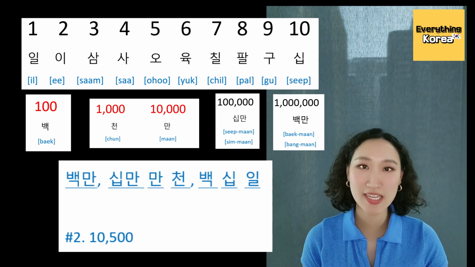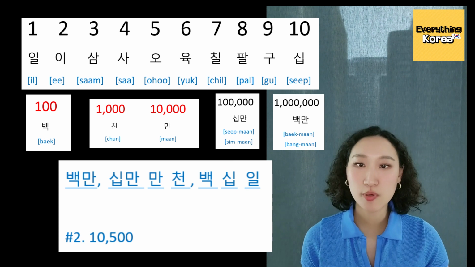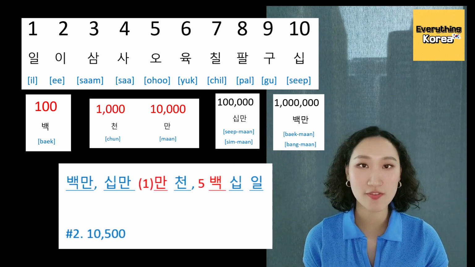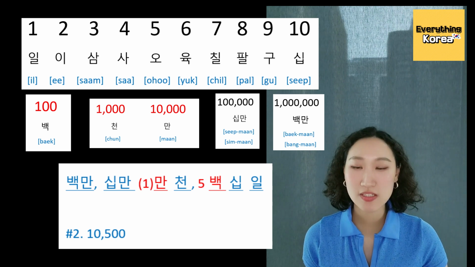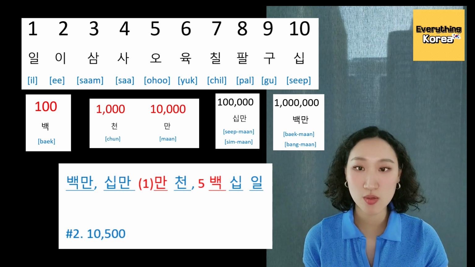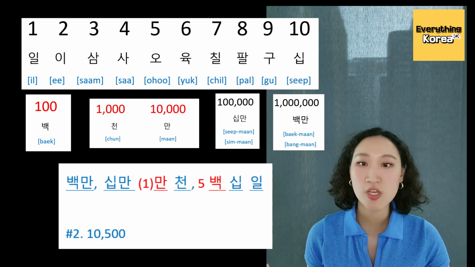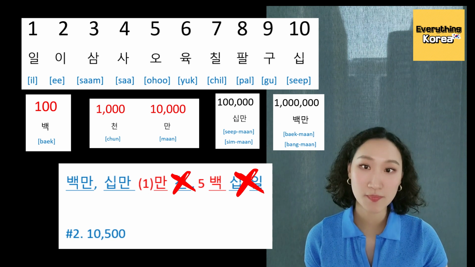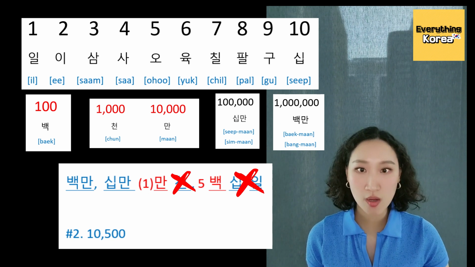Number 2, same process. You're gonna put 1 in front of 만, then put 5 in front of 100. So it's supposed to be 1,500, but here's the thing. Anything that starts with 1, you don't say 1. So it's just 1,500. It doesn't mean that you're wrong, but it's just a habit.